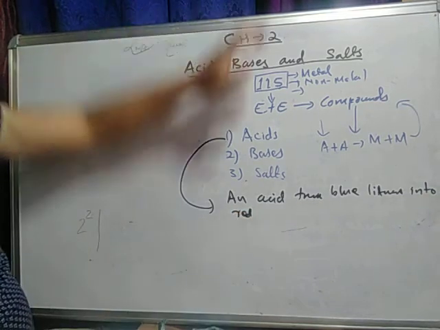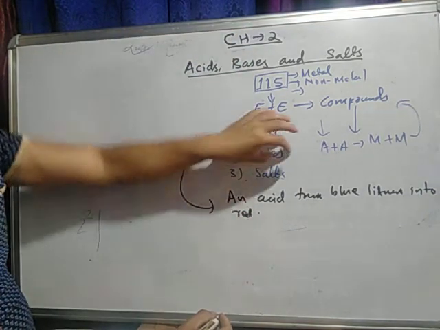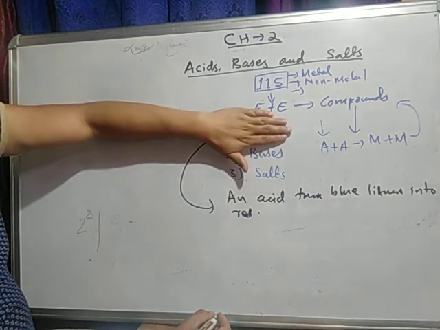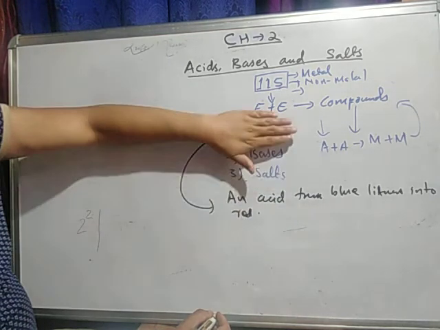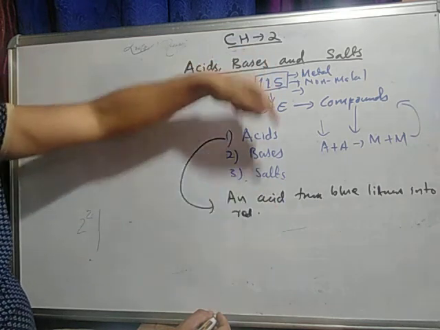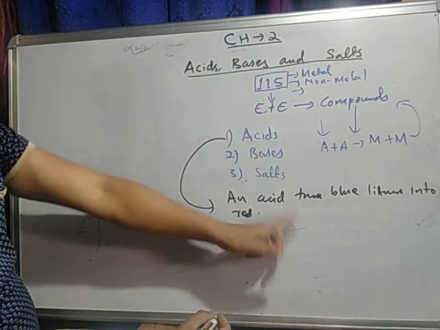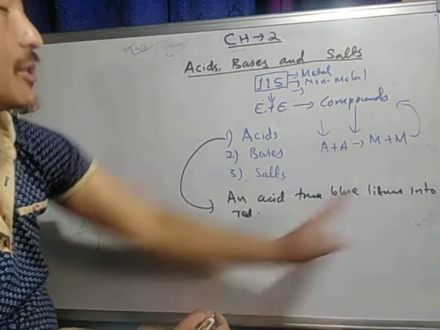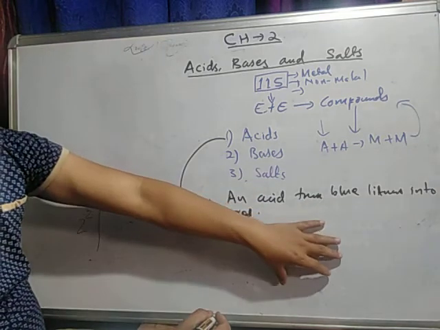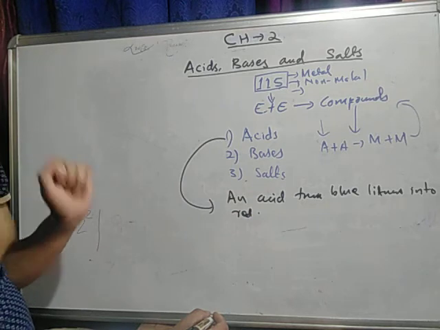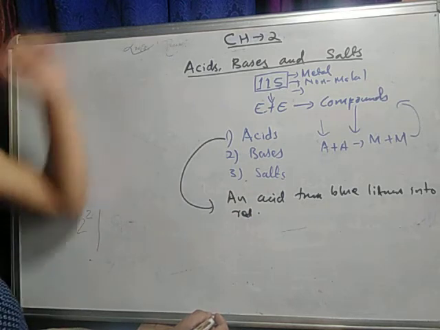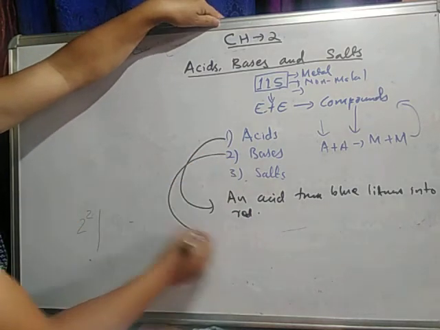So now if I give you a compound and you have to check it, if you put litmus paper in that compound and the blue litmus paper turns into red, that compound will definitely be an acid. Clear?